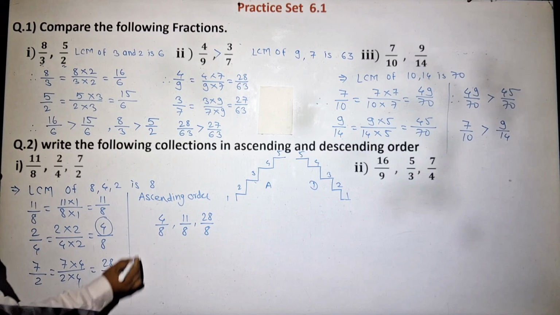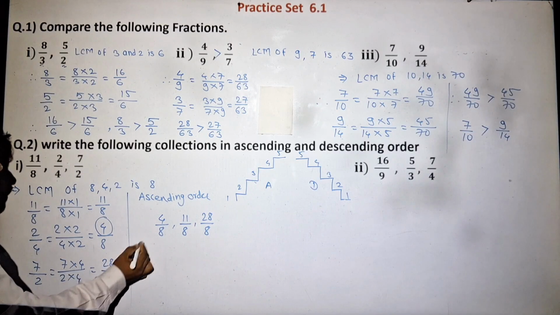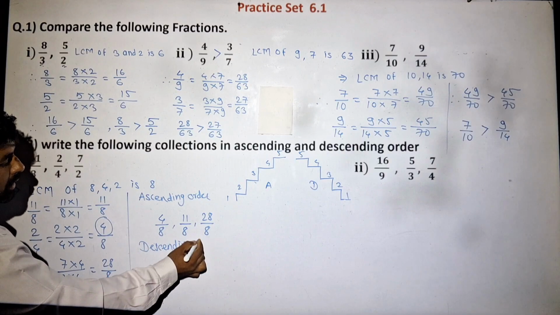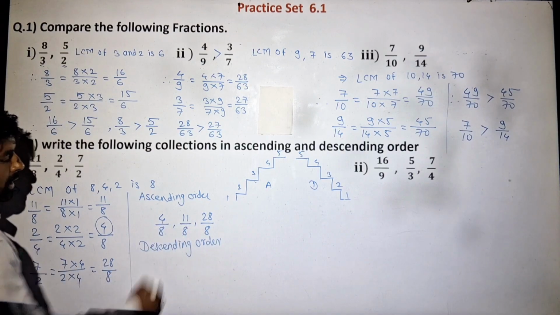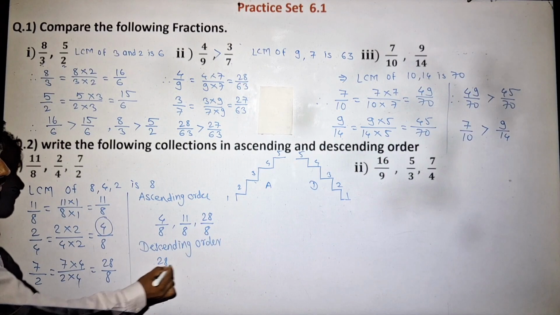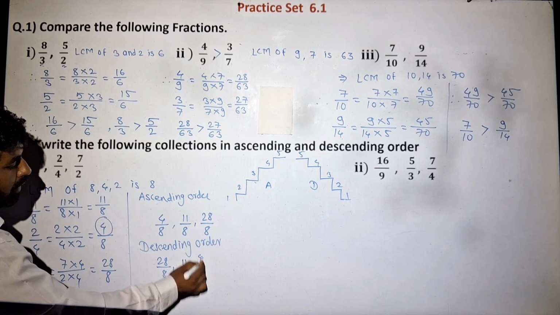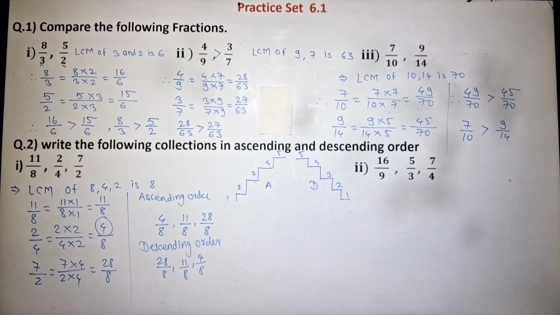Now we write the descending order. How can we write a descending order easily? Sir, reverse the numbers. Yes, 28 by 8, 11 by 8 and 4 by 8 are in descending order.